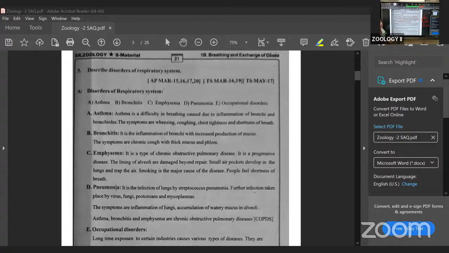It is affected to the alveoli. Clear? This is chronic obstructive pulmonary diseases, COPD. Shortcut, we call it COPD. Which one is a COPD? Chronic obstructive pulmonary diseases. Asthma is one COPD, bronchitis is also one COPD, and emphysema is also a chronic obstructive pulmonary disease.